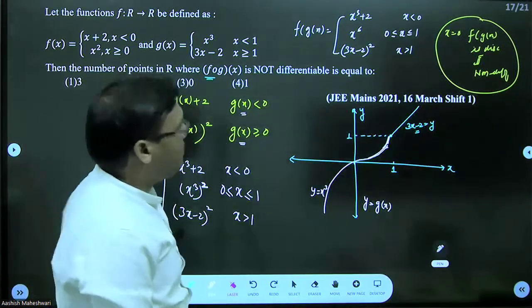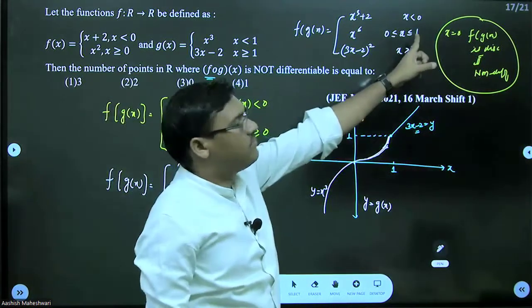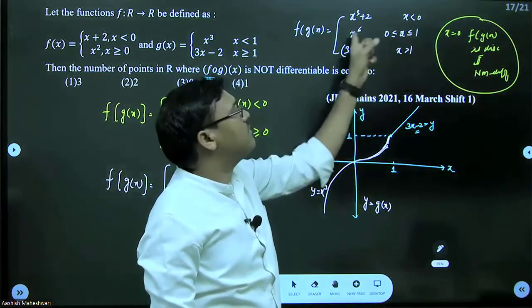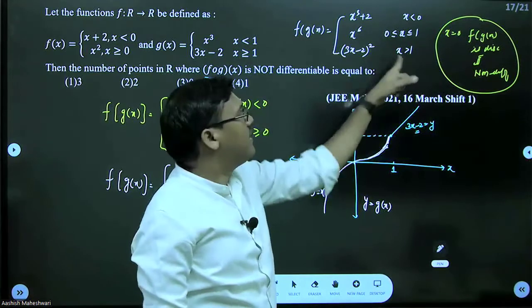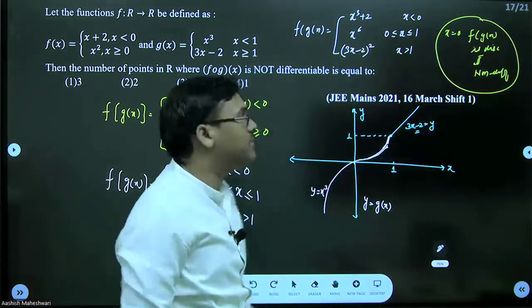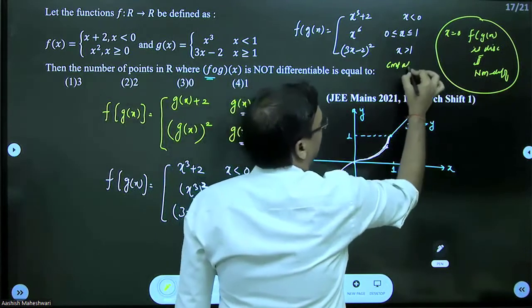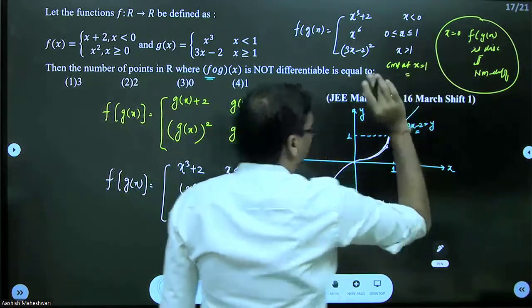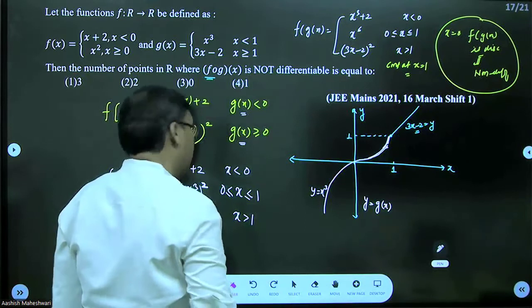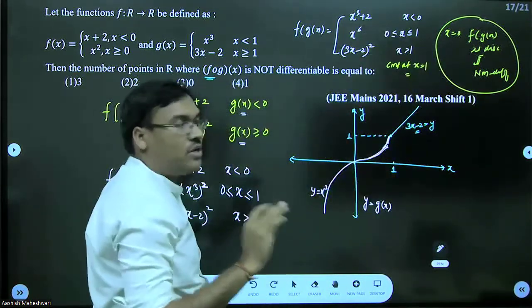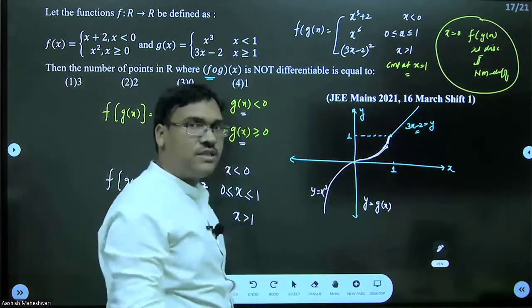Correct. Now, if you check 1, what is the limiting value at 1? You can see the limit as x approaches 1 minus is 1, and 1 plus is also equal to 1. That means this is continuous at x equal to 1. Now see, if you want to check the differentiability at x equal to 1, what you can do is just differentiate this. Because it is continuous at x equal to 1, differentiate and check.